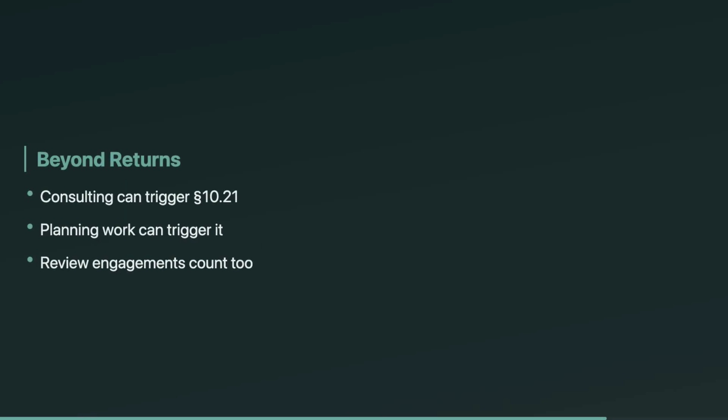Also, Section 10.21 isn't limited to return prep. If you're doing consulting, planning, or advisory work and you discover an error, the duty still applies. Think, you're reviewing financials for an S-Corp election question and notice unreported 1099 income from last year. You still must advise the client and explain consequences. Exam tip: if the fact pattern says advisory engagement, don't assume Section 10.21 disappears.